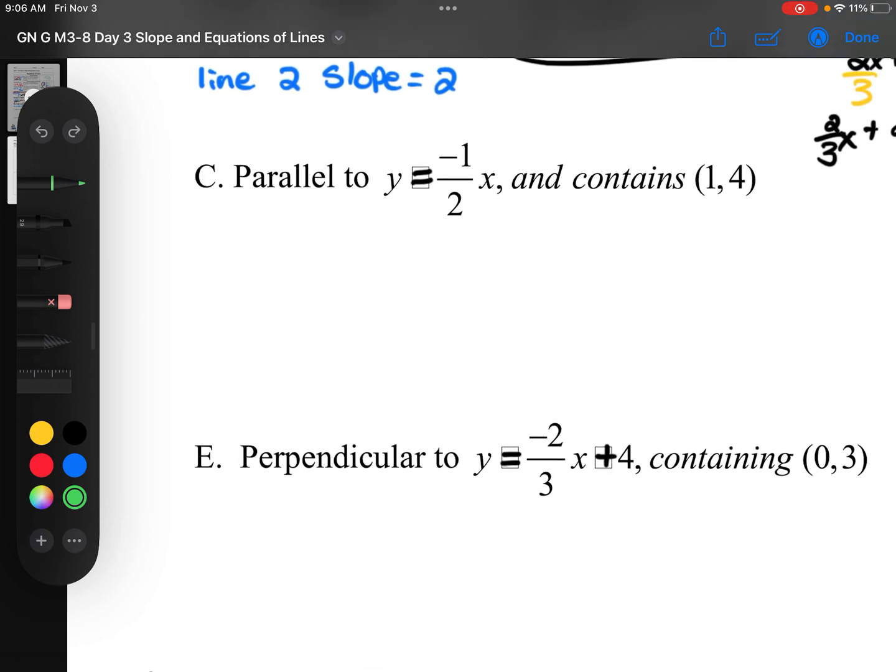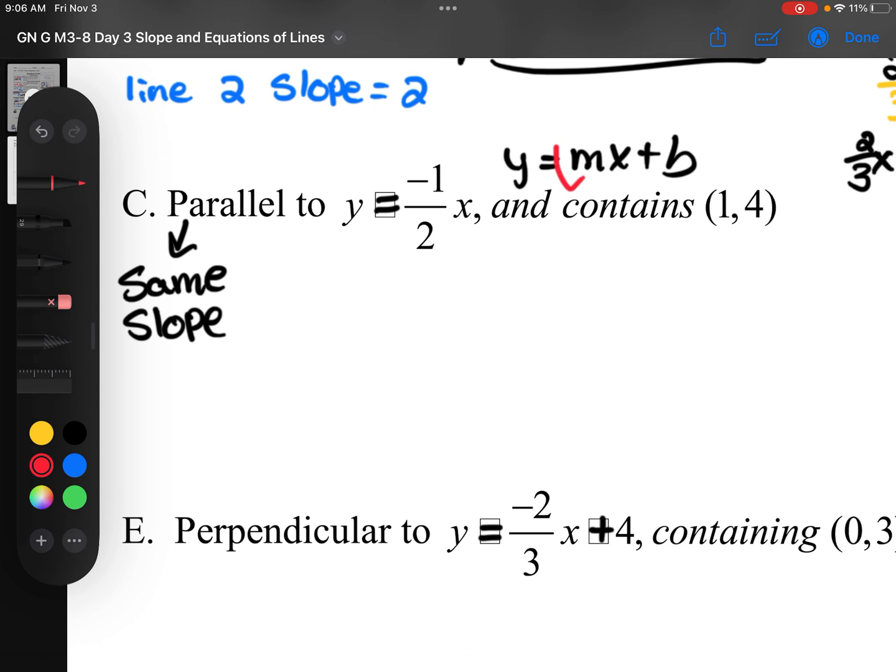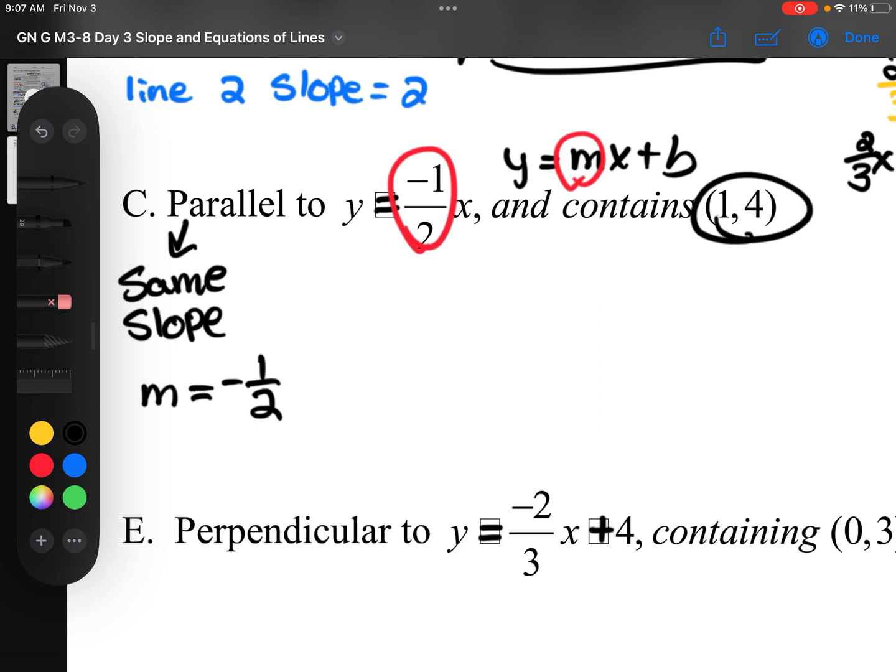You can pause and rewind at any point if you need to see how to do it. We need to find a line parallel to this, so parallel lines have the same slope. Looks like this is already in y equals mx plus b, so all we have to do is look at the m. We can see that the m is -1/2, so same slope, we need to have a slope of -1/2, okay? And it needs to contain this point.